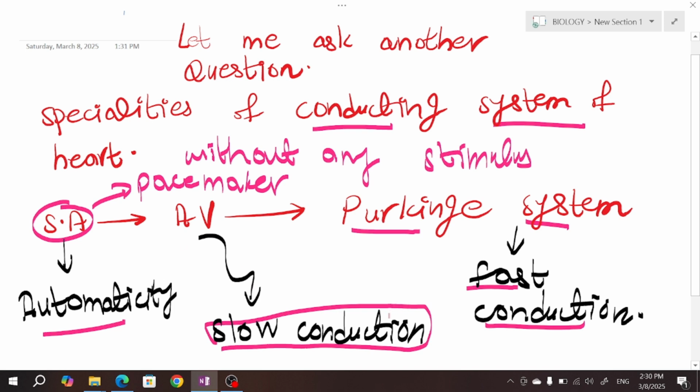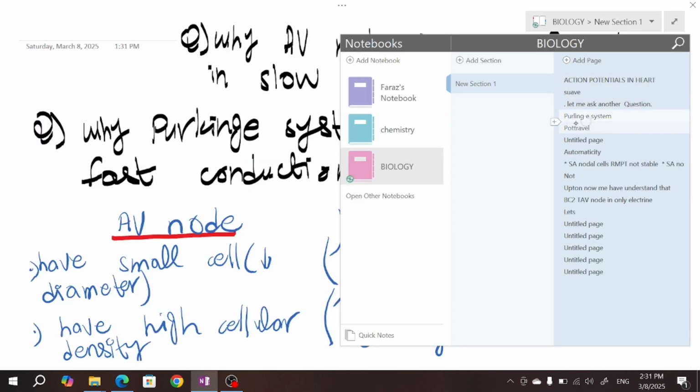Okay, now what is the speciality of the AV node? It is specialized in slow conduction. Why it is specialized in slow conduction, we will see later. Now what is the speciality of the Purkinje system? Its speciality is fast conduction. Why it is specialized in fast conduction, we will see later. Now let's come to the next slide.